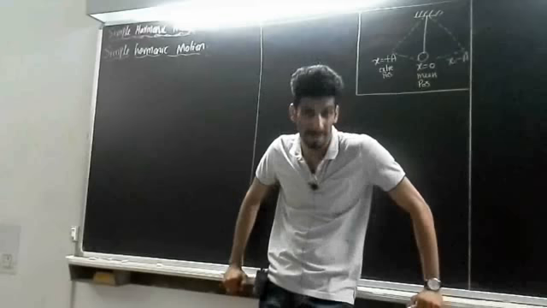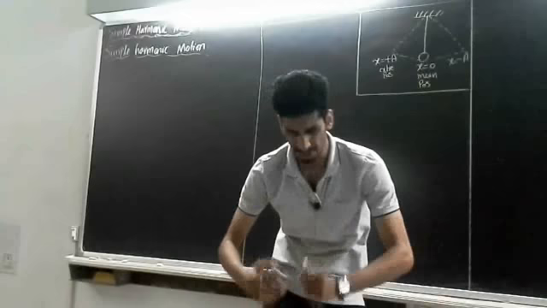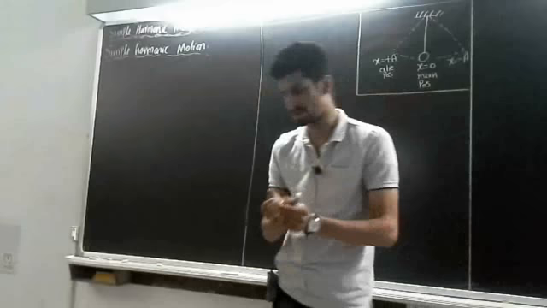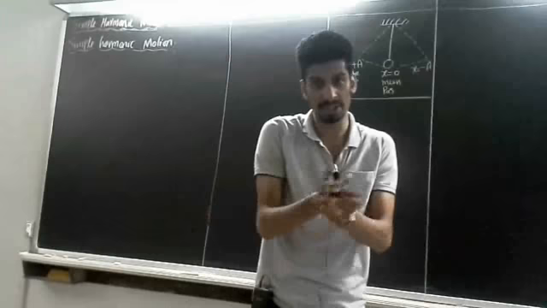This is my first video lecture. I'm going to start from simple harmonic motion. But before that, I'm going to give you some ideas about periodic motion. So when can we say that a body is in periodic motion? Very simple. If the motion of the body repeats for every regular interval of time, then you can say that the body is in periodic motion.